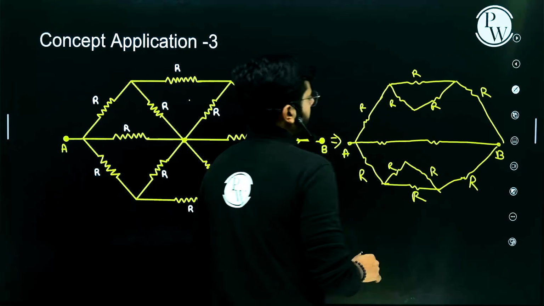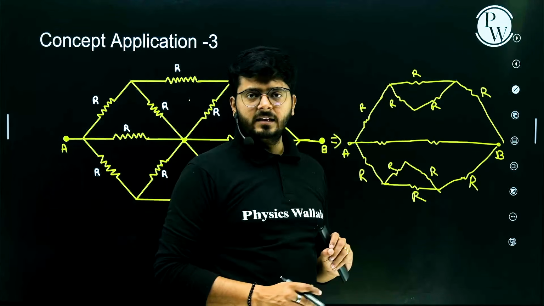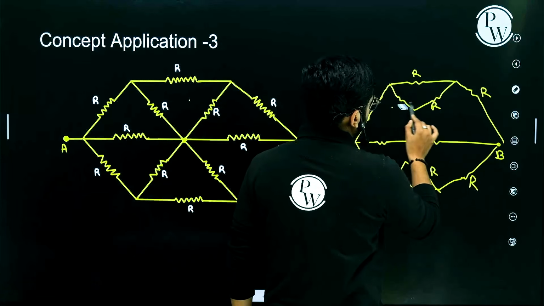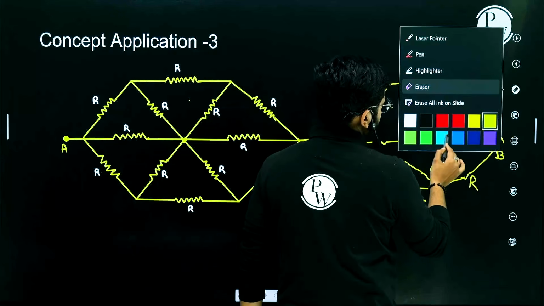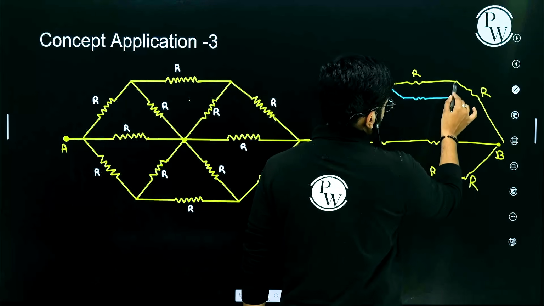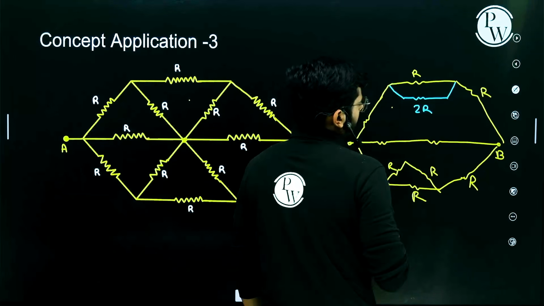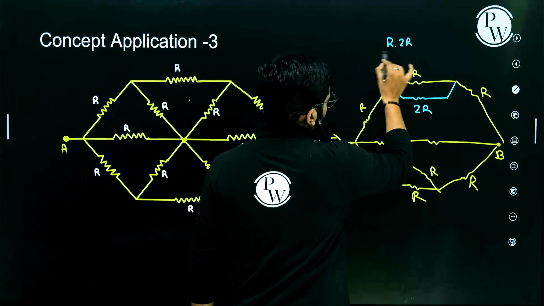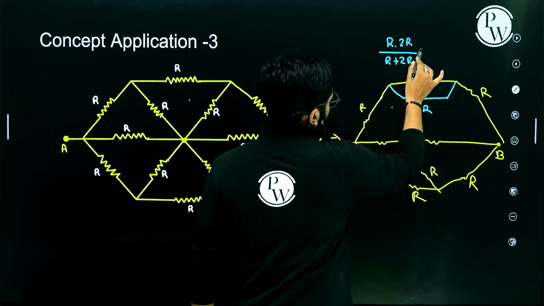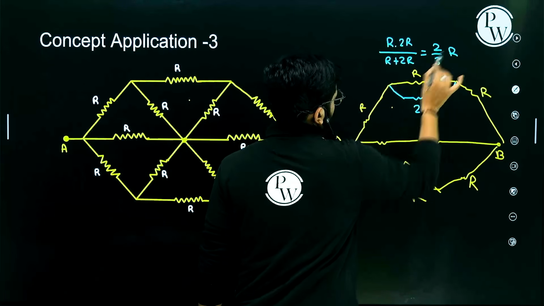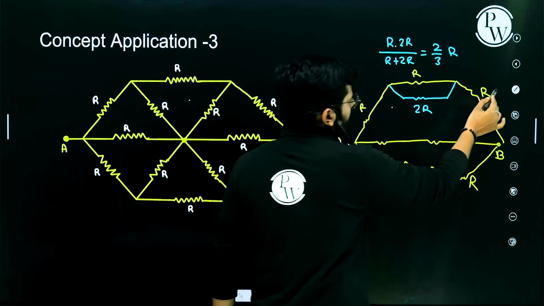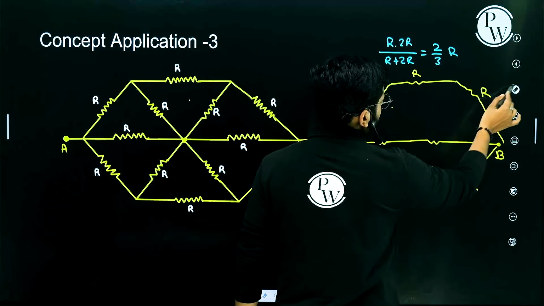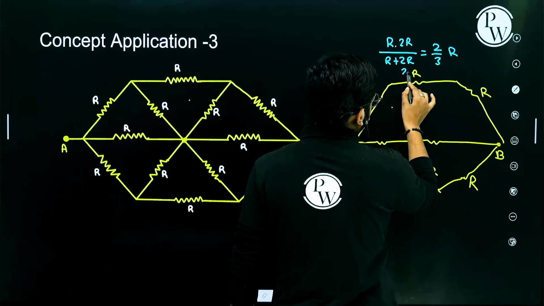Now, just think about it. R and R, they are in series with each other. So they will become 2R, right? So I can remove them over here. And instead of them, we can use a single resistor of resistance 2R, right? Okay. Now, R and 2R, they are in parallel. The net resistance will be R into 2R upon R plus 2R, which is 2 by 3R. All right. So I can remove these two and I can introduce a single resistance of 2 by 3R.